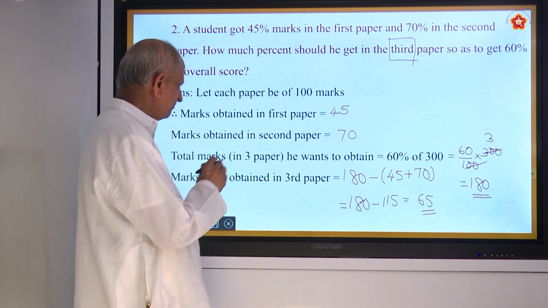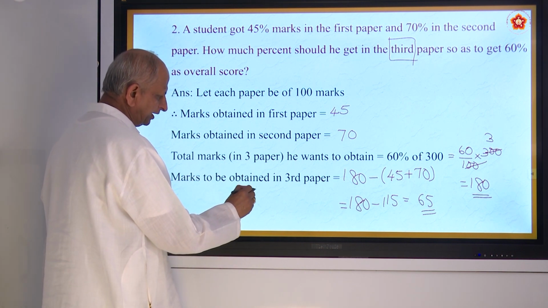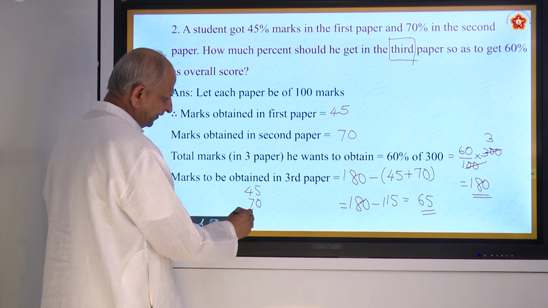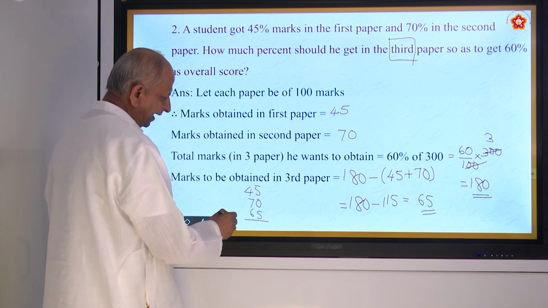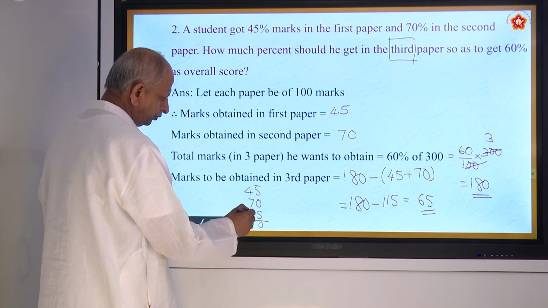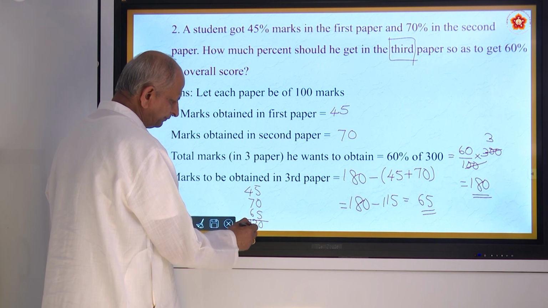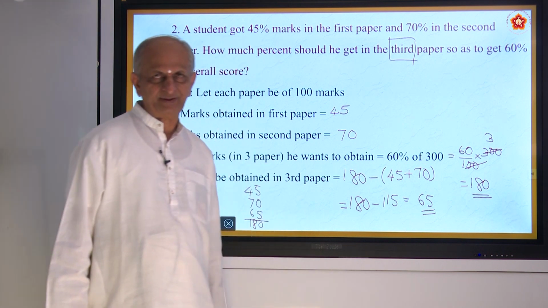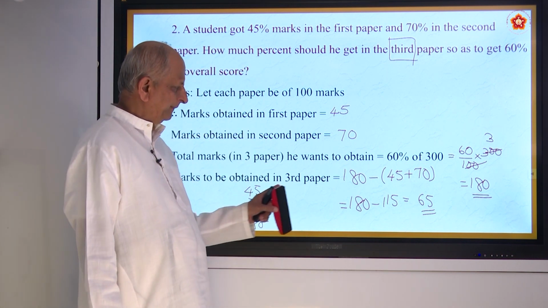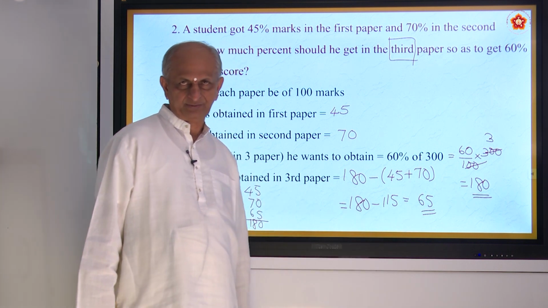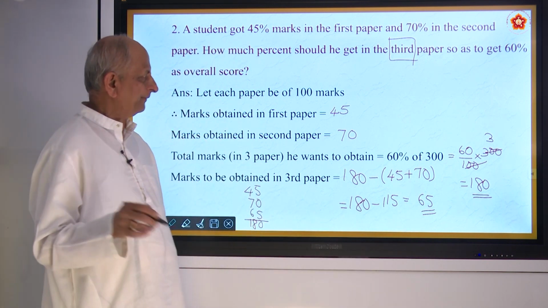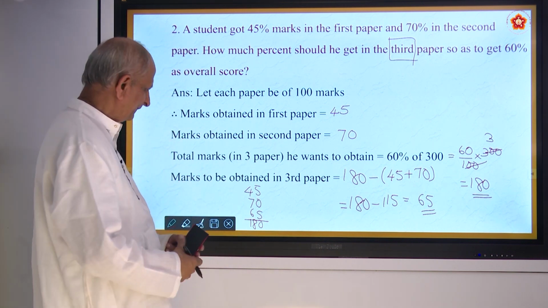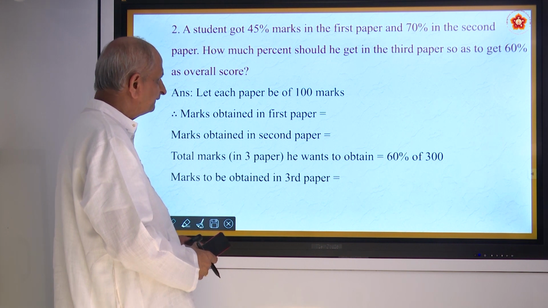So first paper 45. Let us check once again, correct or not. Second paper 70. Third paper 65. Add all the three. 180 we get. So if he gets 180, he gets first class, 60%. Okay. So in the third paper, he has to get 65. Is it clear? Yeah. Because it's an exam question, you must understand clearly, right? So that is the question there.